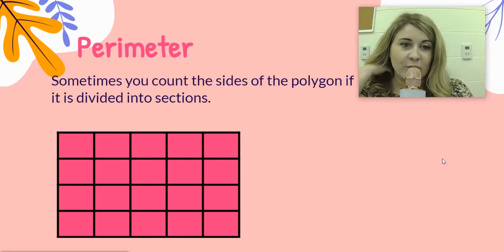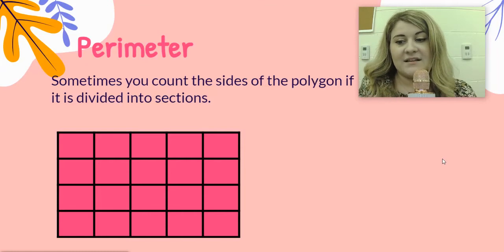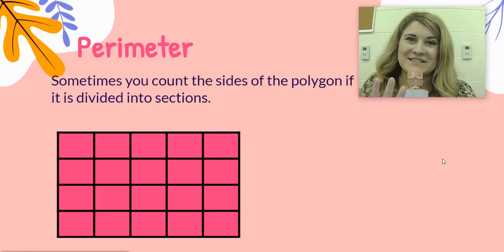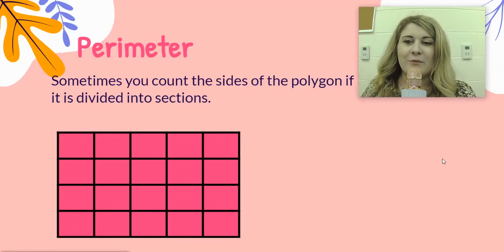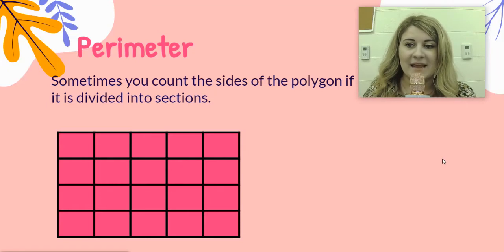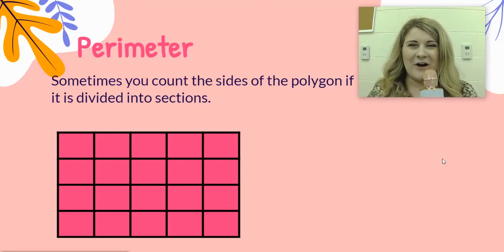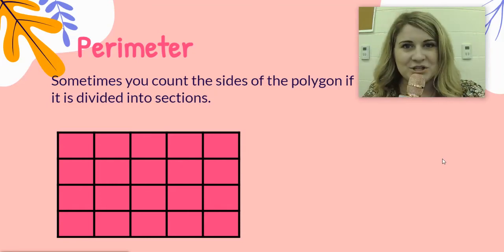In our next lesson, you're going to look at area, and area is a lot easier than finding the perimeter because area is just finding how much is inside. Perimeter is going around. So for perimeter, we're going to count how many sides of each of those little blocks it takes to get around the whole thing. I'm going to show you what I mean here.